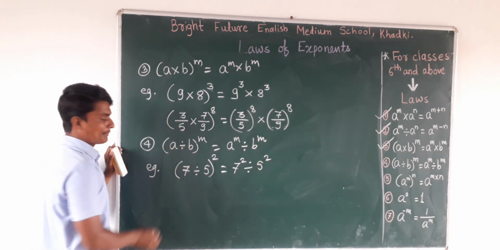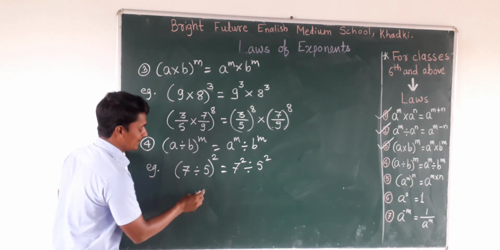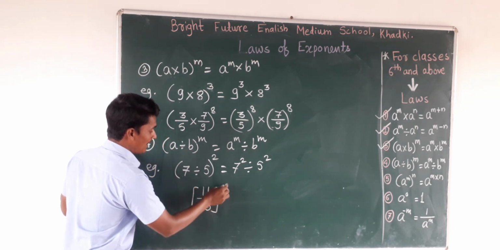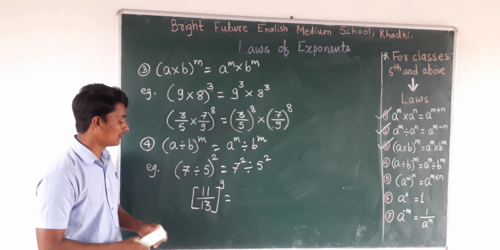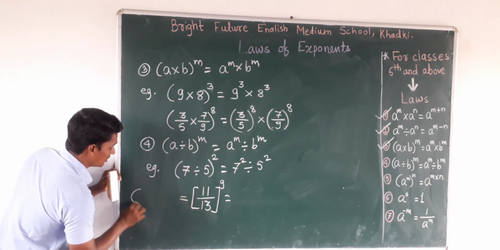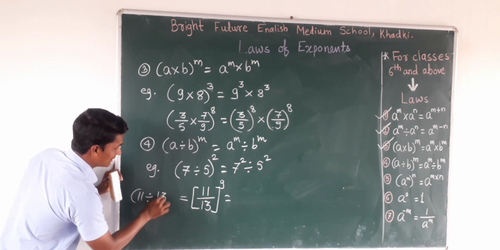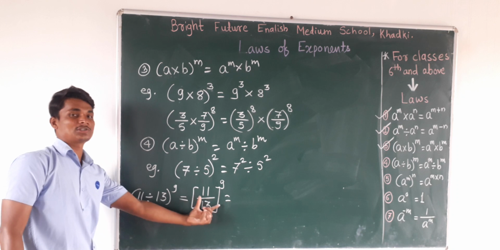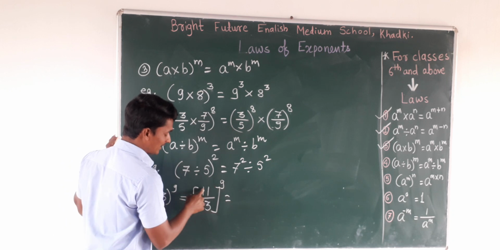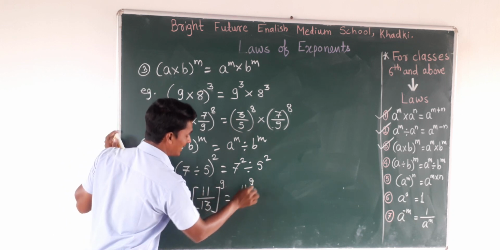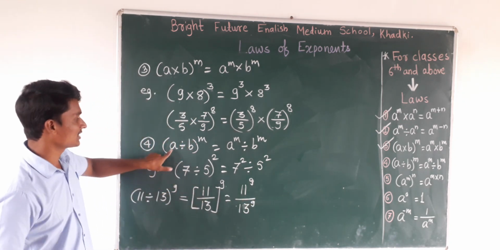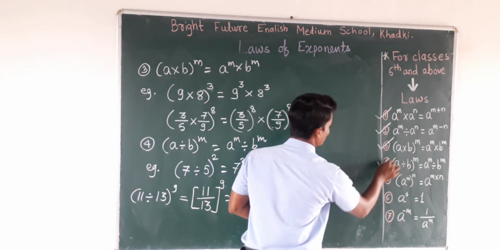Or this example we can also write in the form of a numerator and denominator. Suppose (11 upon 13) raised to power 9. Like this 7 upon 5, this 11 upon 13 you can also write as 11 divided by 13 raised to 9. Write it this way or that way, both mean the same thing. So suppose I wrote it like this, then this power goes to both the numerator also and the denominator also. That means 11 raised to 9 divided by 13 raised to 9. Okay, so this is the fourth rule. Okay, the fourth rule is over.